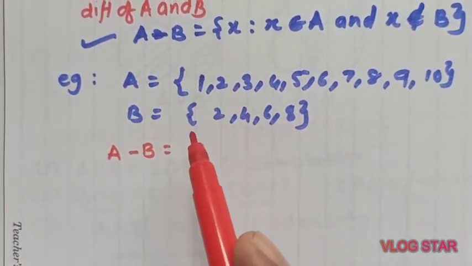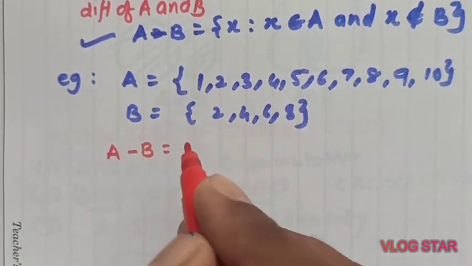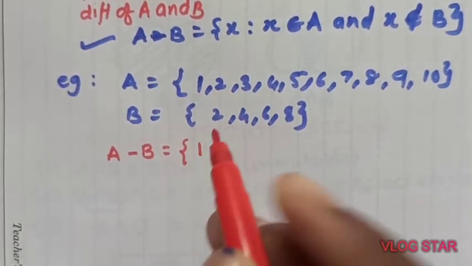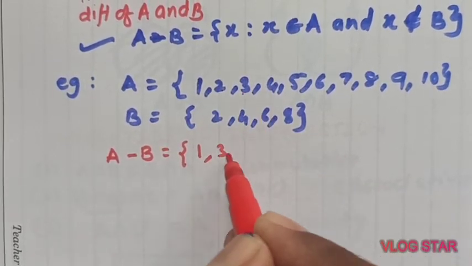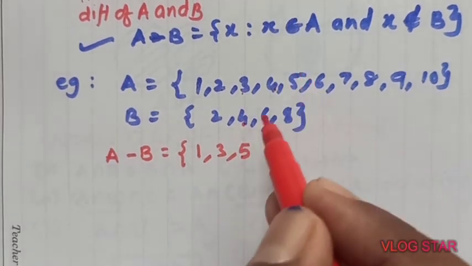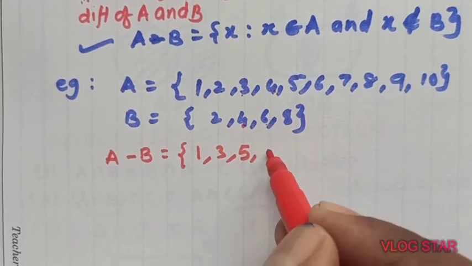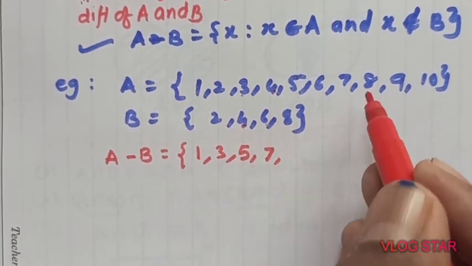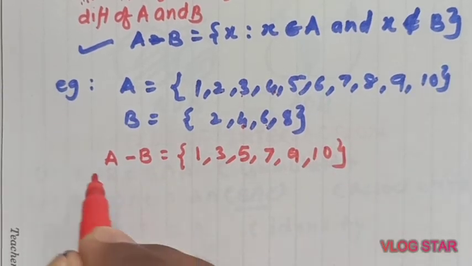So make a list of the difference, means the set of all elements in A but not in B. So 1, I cannot take 2, so I'll take 3. I cannot take 4, I'll take 5. 5 is not here in B. I'll take 6? No, 6 is here. So 7. I cannot take 8. So 9 and 10. So this is the answer.